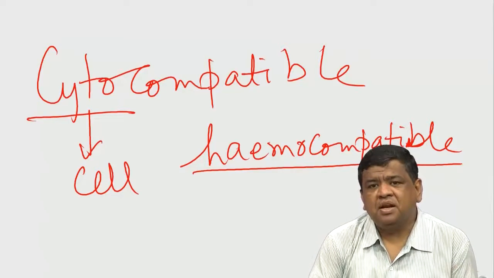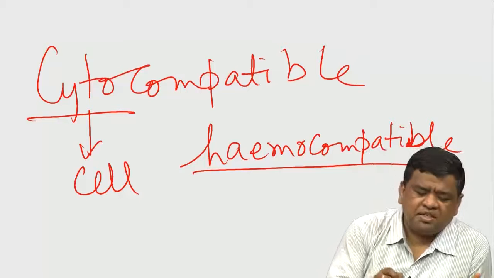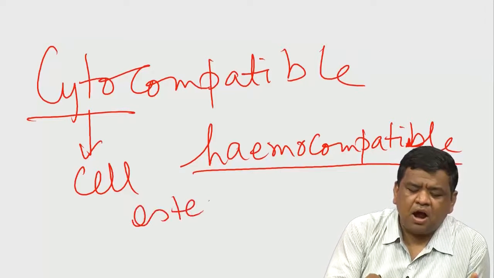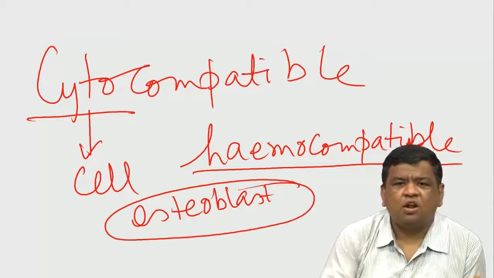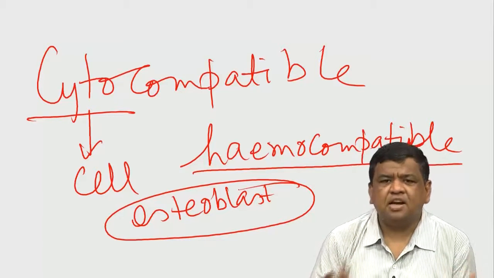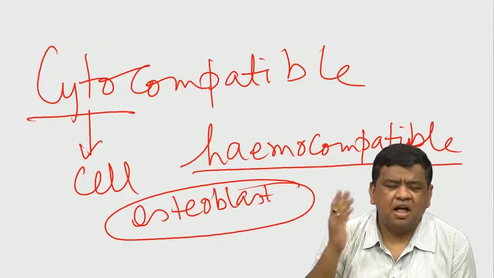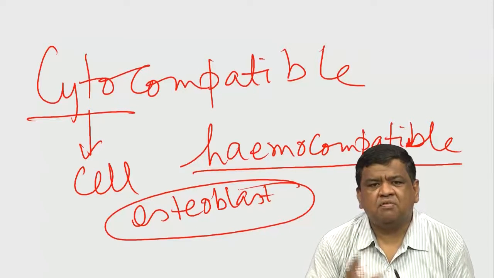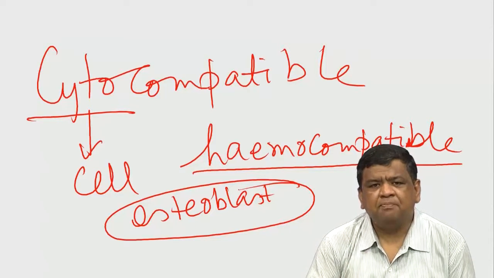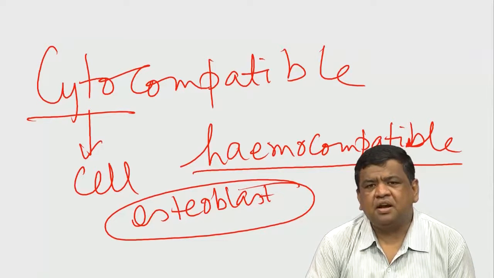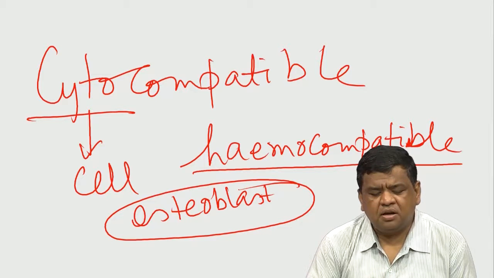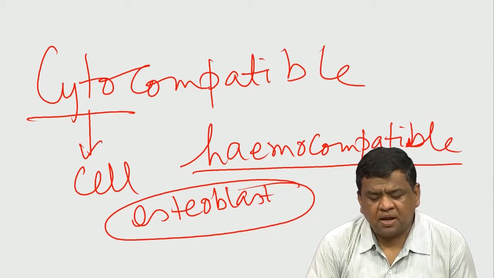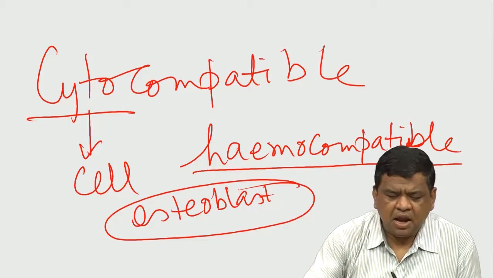Now, if a material is cytocompatible with, let us say, osteoblasts, one cannot claim the material is globally compatible with all cell types, because different cell types have different functionality. Unless you test different cell types in culture medium and see whether their functionality is being changed or not, one should not make any overstretching statements.